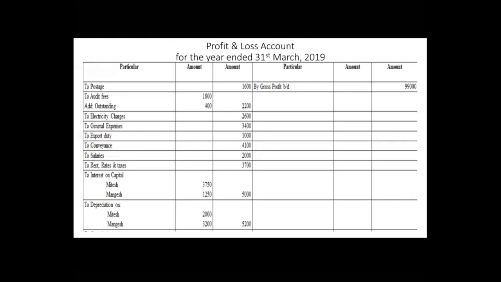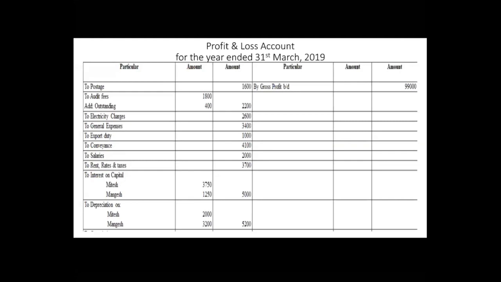Same with rent, rates and taxes. These are indirect expenditures. So it will be recorded on the debit side of profit and loss account, and as there is no adjustment, it is directly recorded in the second column. The amount is recorded in the second column. Now the next one is the drawings. Next one is drawings.